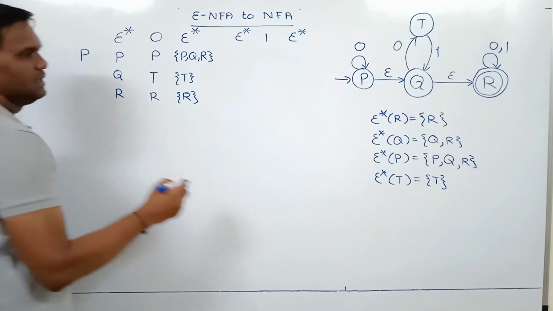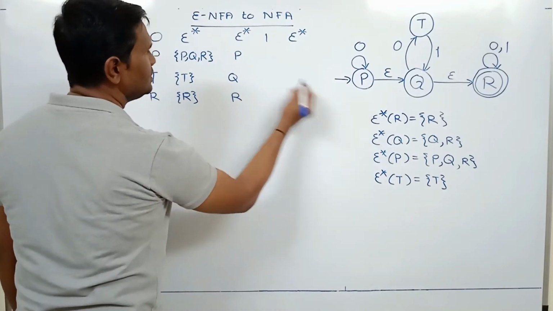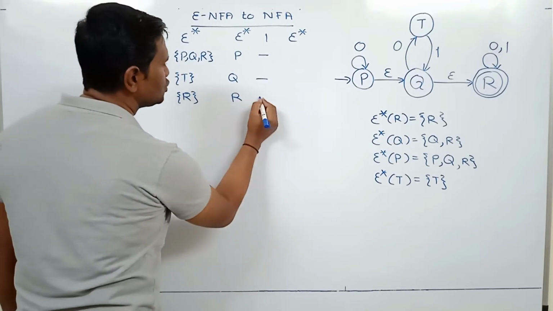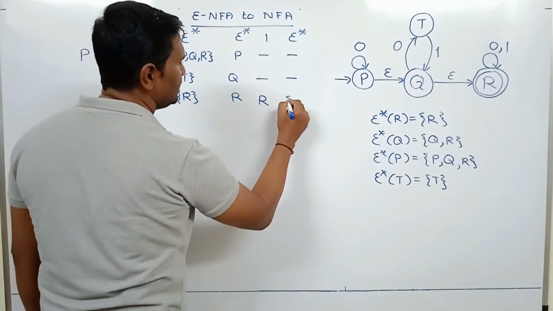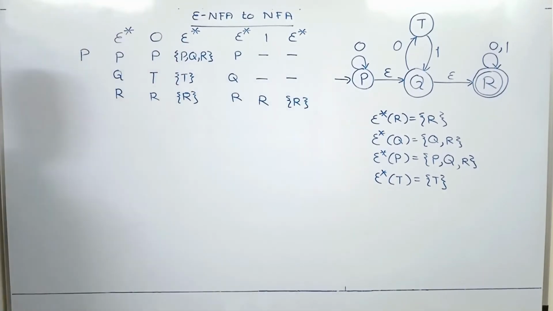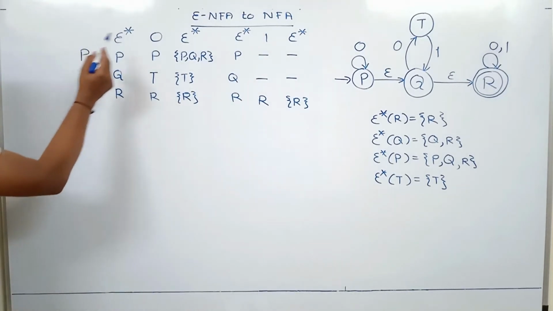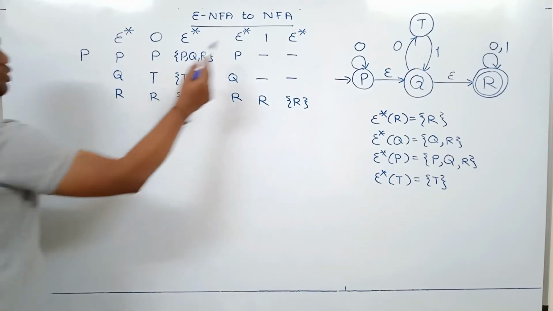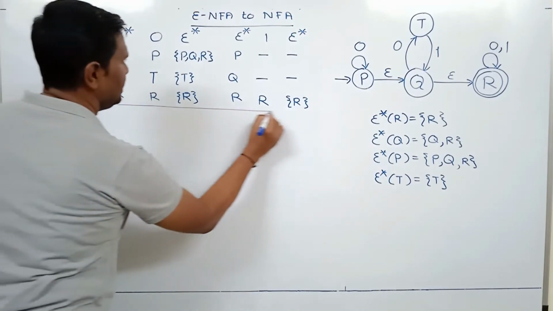Epsilon closure of P contains P, Q, R. P on 1 there is no transition, Q on 1 no transition, R on 1 goes to R. So here we do not have any epsilon closure to add. Epsilon closure of R contains only R. What it means is, when we draw the NFA without epsilon transitions, P on 0 will go to P, Q, R, T and R. P on 1 will only go to R. So these are the transitions for state P.